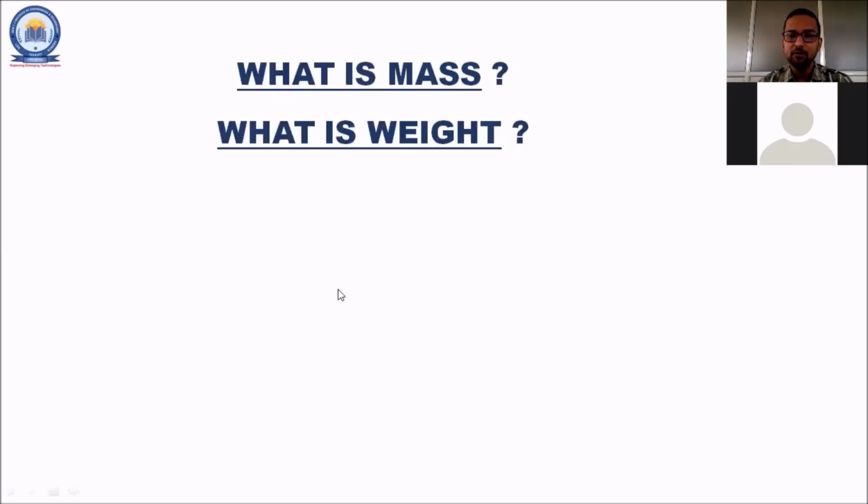Okay, mass is the amount of matter in the given object. Okay, mass is the measure of inertia. Very good answer. W is equal to mg. Mass is the amount of matter. Okay, very good answer. I want some more answers.